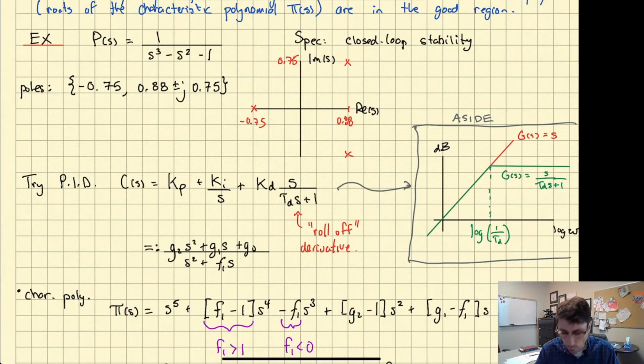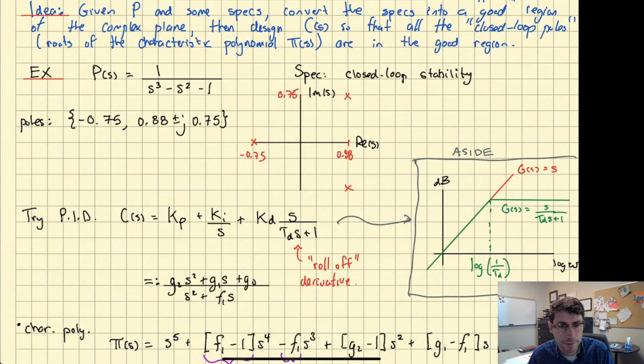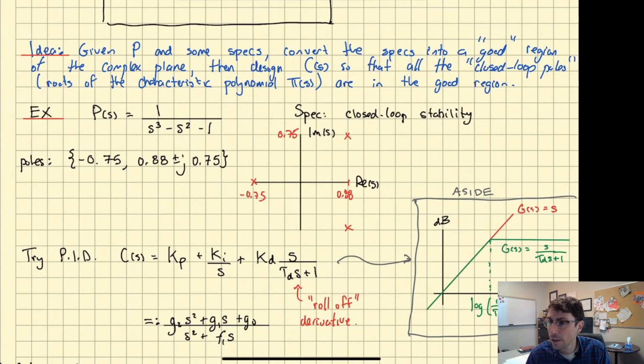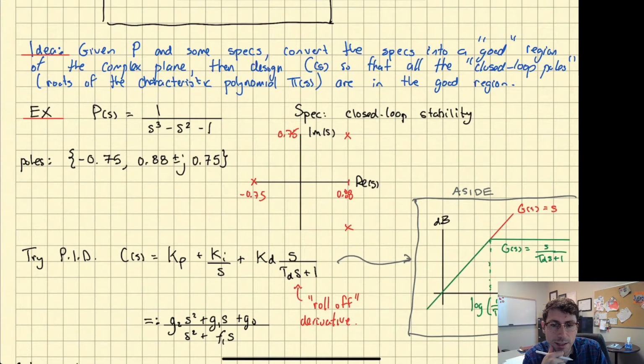Okay, so again, the idea here is that given the plant and some specs, convert the specs into a good region of the complex plane, and then design the controller so that all the closed loop poles are in the good region. So in this example we did, the good region was just the open left half plane, right? Stability was the only spec. But in general, we're going to have other specs like percentage overshoot, settling time, and so on. So let's convert those specs into a good region.